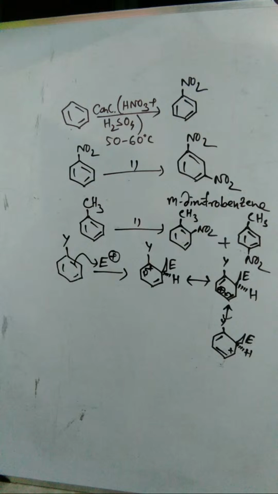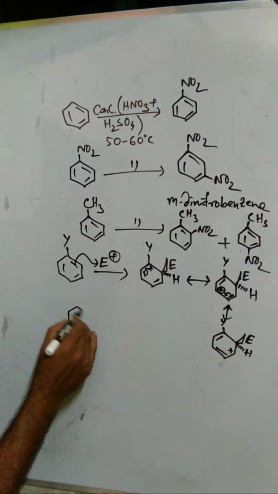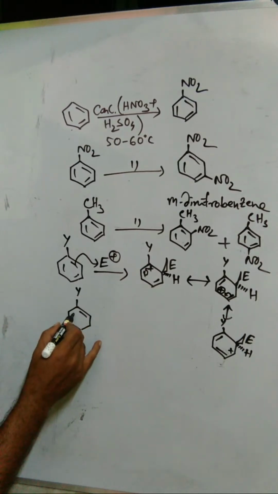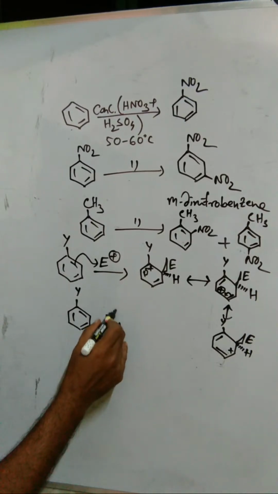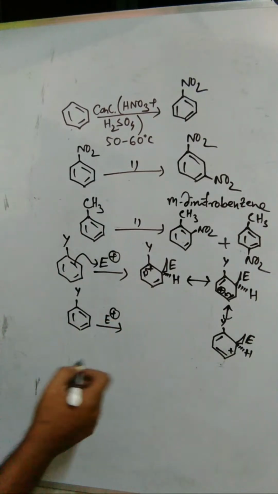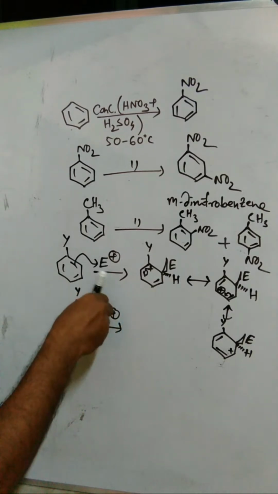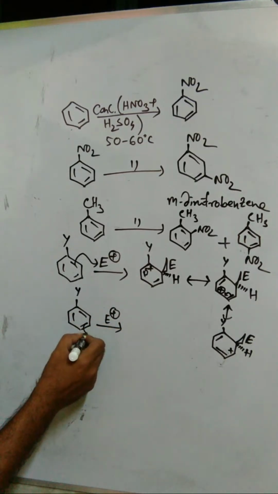Okay, let's see what happens. Now if the electrophile comes in the meta position, with the Y substituent already present and the pi bonds here, the pi bond will be broken from this carbon and will make a bond with this electrophile.